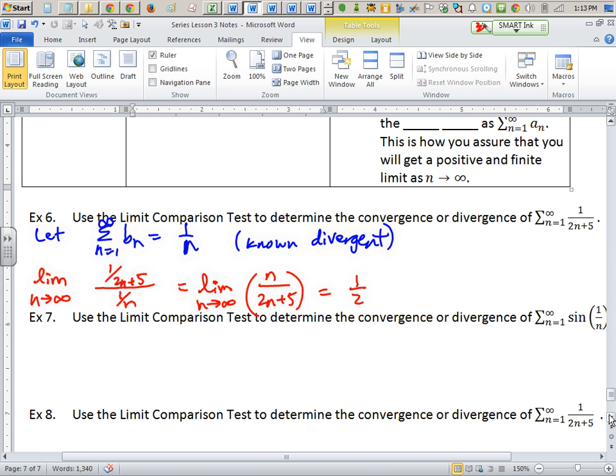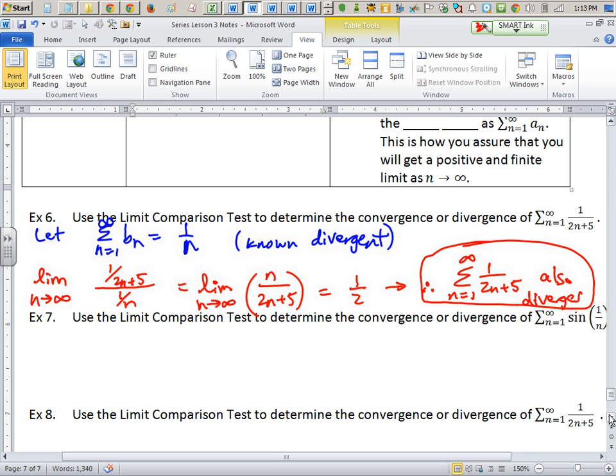Beautiful. What have I shown? By getting a positive finite answer, I've proven that a sub n and b sub n behave the same way. Therefore, the sum of 1 over 2n plus 5 from 1 to infinity also diverges. Notice that the LCT, when you get a half, all it means is that the series you're studying behaves the way the one you chose behaves. You see? And since we had a known divergent that we chose, this proves that a sub n is also divergent.